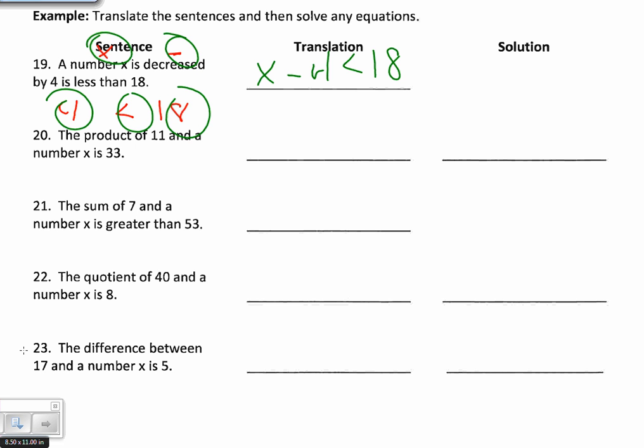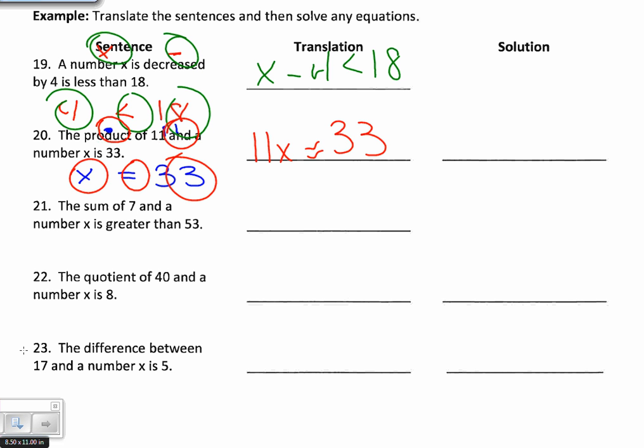Next one here. Number 20. Product means multiply. 11 and a number x, is my equal sign, 33. So I'm going to multiply 11 and x, and it's going to equal 33. Remember, for multiplication, we just put them right together. We don't put the multiplication sign in there. So we're going to have 11x equals 33.